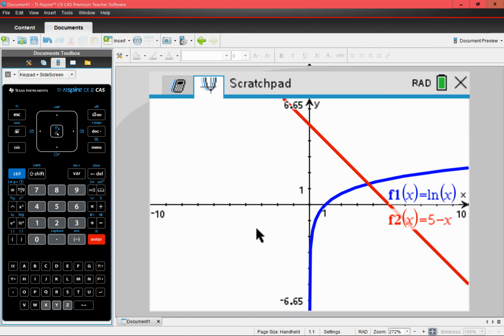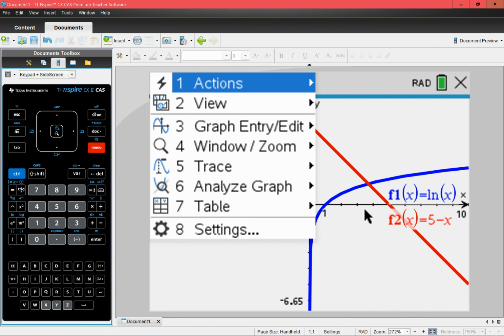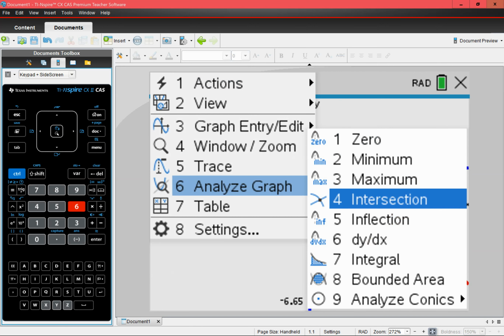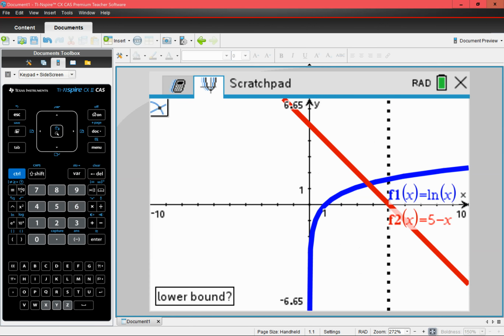When I graph both of those, notice the shape here should look familiar. We need to find the intersection point. I'm always a fan of using the analyze graph over trace. Analyze graph will record the point. Trace just kind of pops it up there momentarily. So we want their intersection, and it looks like that's going to be 4 right here.